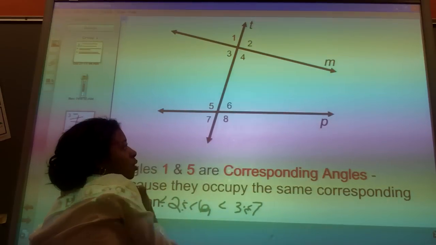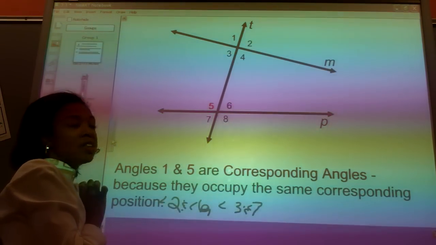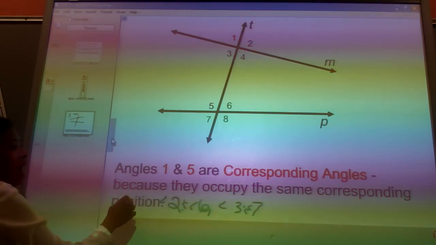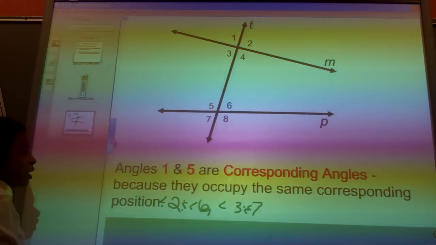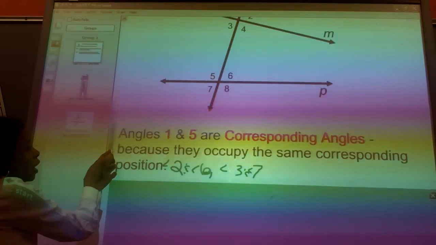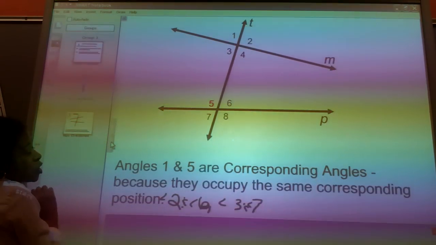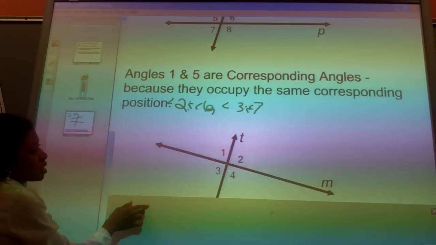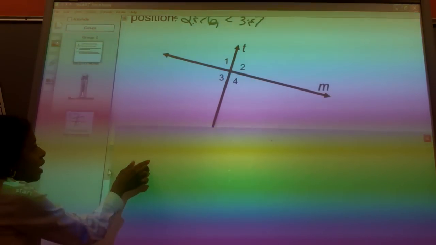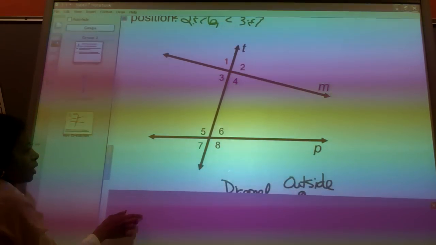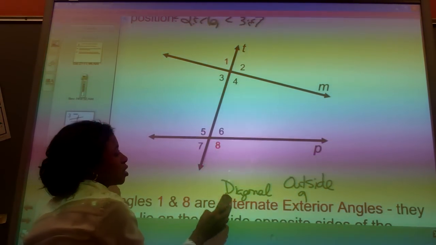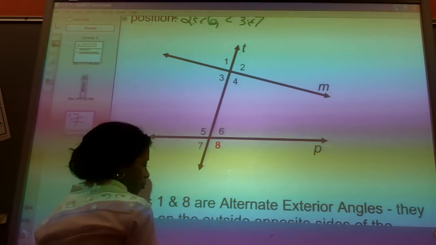3 and 7 correspond, and hopefully you see that the last corresponding set would be 4 and 8. Okay, they occupy the same corresponding position. Okay, make sure you know corresponding angles. Next we have same transversal T, cutting line M and line P. Next we'll look at alternate exterior angles.